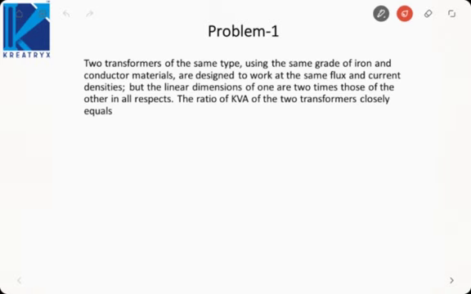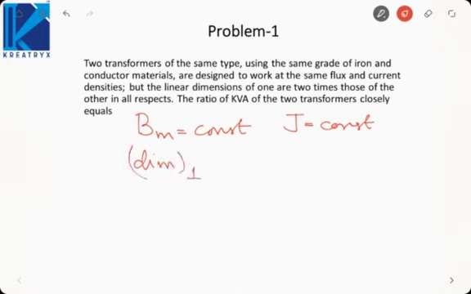In our first problem, it is saying that two transformers of the same type using the same grade of iron and conductor materials are designed to work at the same flux and current density. Okay, means Bm is constant and J is also constant. But the linear dimensions of one are 2 times those of the other in all respects. Okay, dimension of one is equal to 2 times dimension of 2.